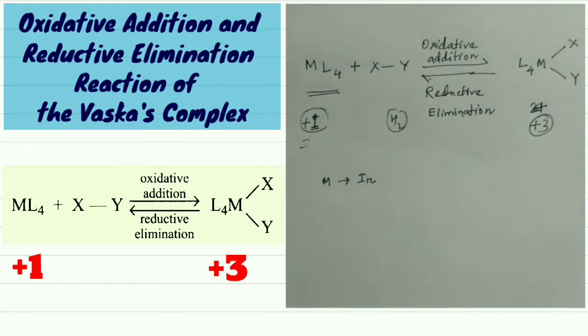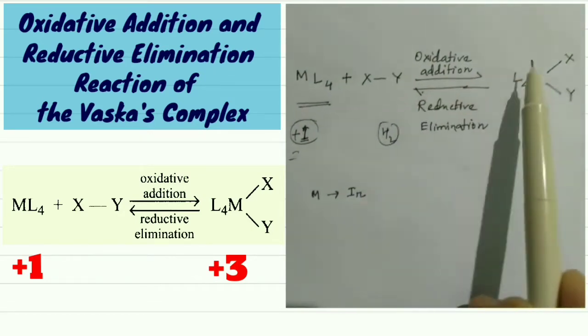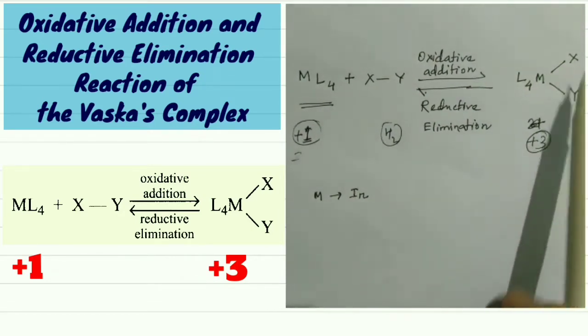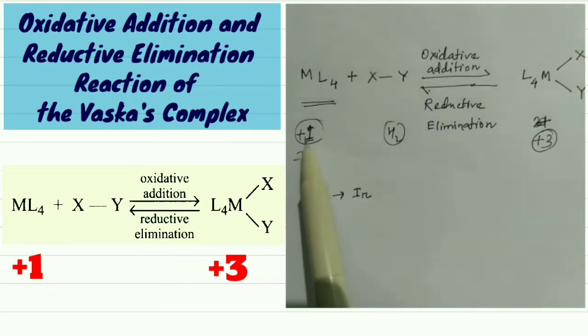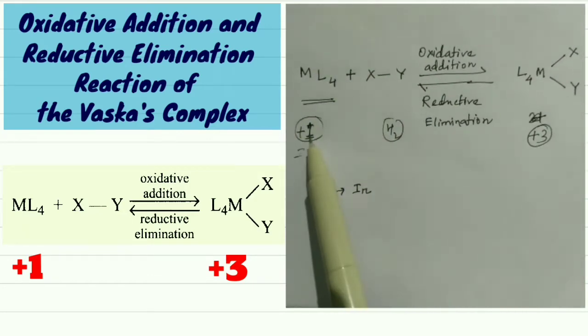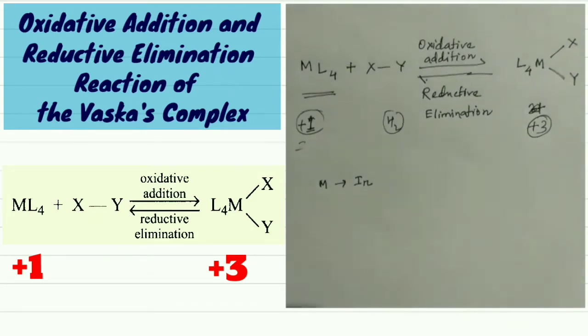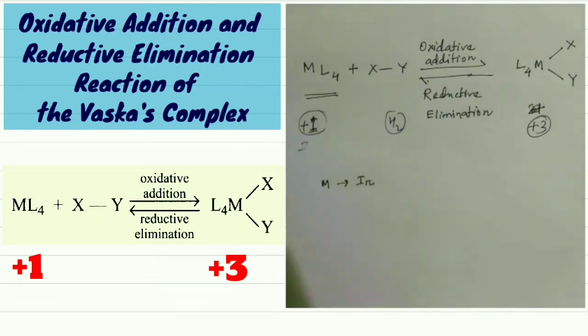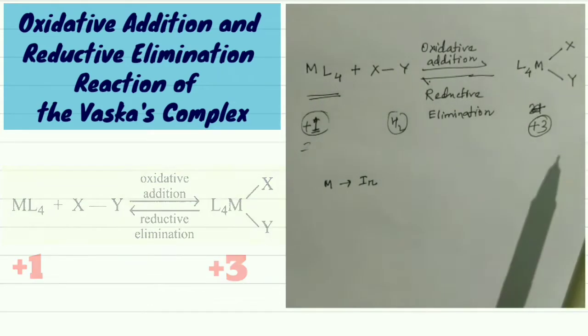It is reductive, and an elimination process, because two groups are eliminated from this complex. Understand? So this is oxidative addition. Why oxidative addition? Because here the addition of two new groups occurs, and oxidative because the oxidation number of the complex increases from +1 to +3, that means by 2. So this is the example of an oxidative addition reaction.